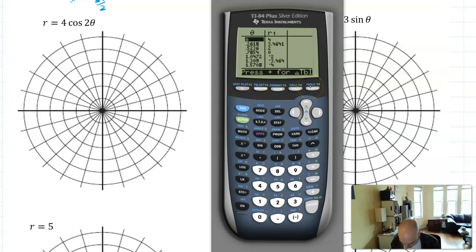I'm not going to go to the graph yet. I don't want any spoilers. I'm going to plot all these points out, maybe a quadrant at a time, and then we'll take a look and see what we've got.